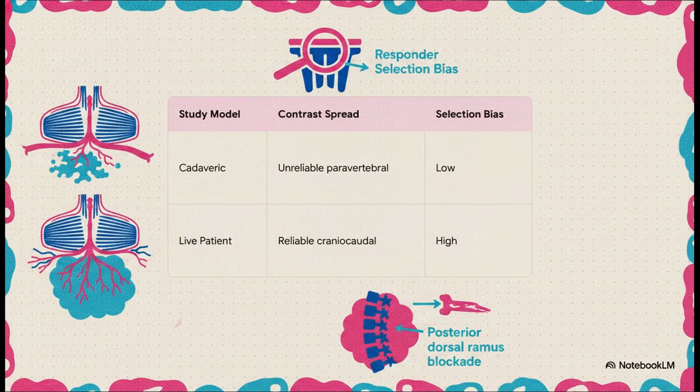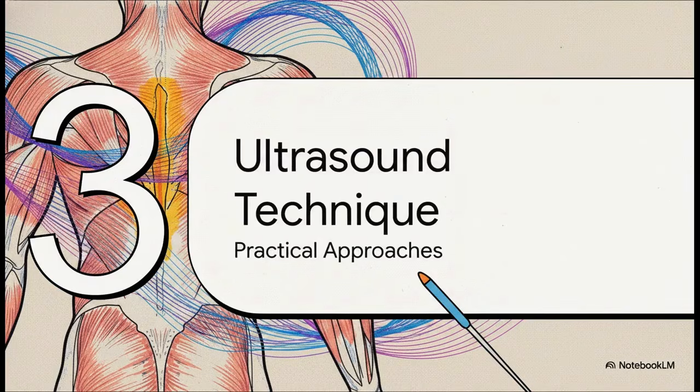In many reports, researchers pre-selected responders, patients who had a successful sensory block, before conducting the MRI contrast study, naturally skewing the results towards showing successful paravertebral spread. It's a bit of a catch-22, but here is the silver lining. Even when anterior spread is slightly limited, the extensive craniocaudal dorsal ramus blockade provides profound clinical benefits, making it an incredibly forgiving block.